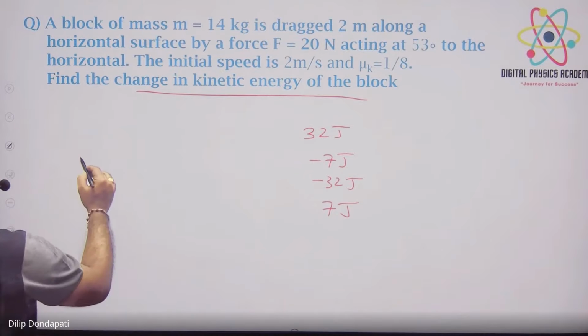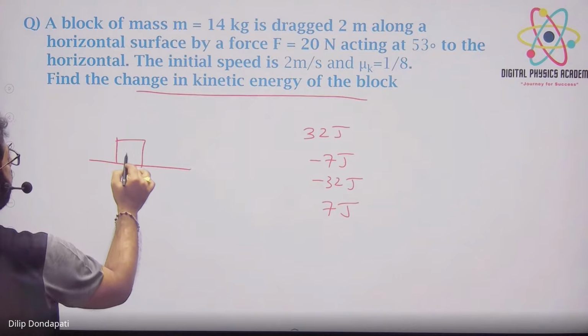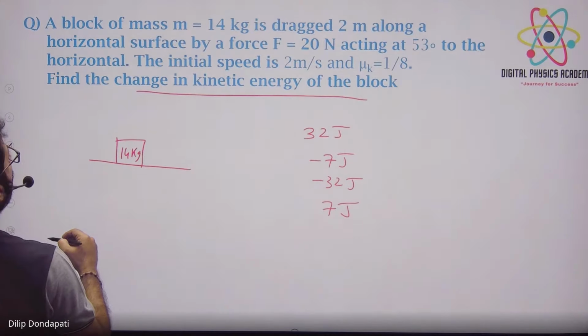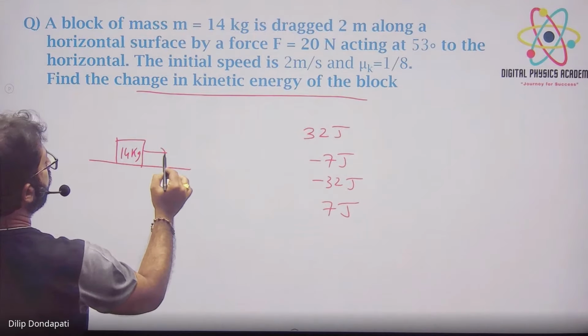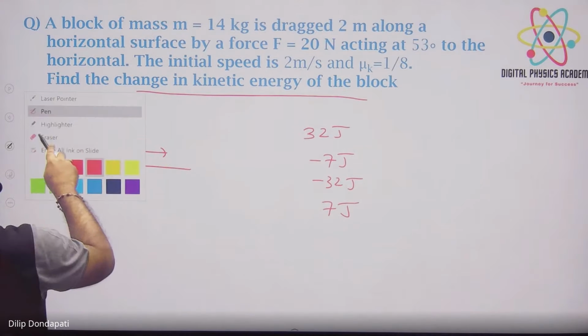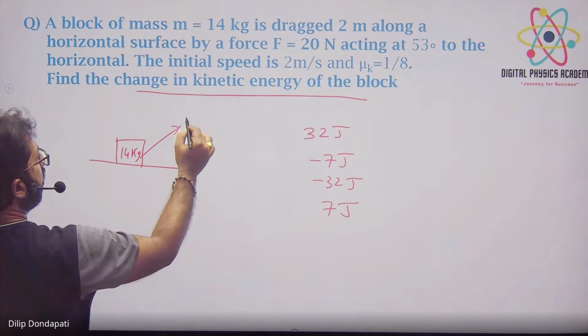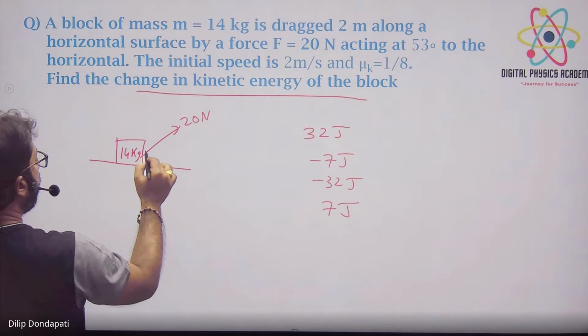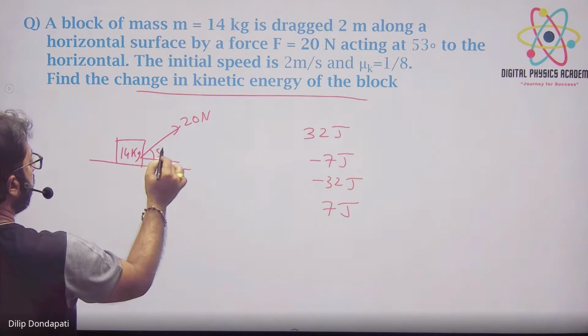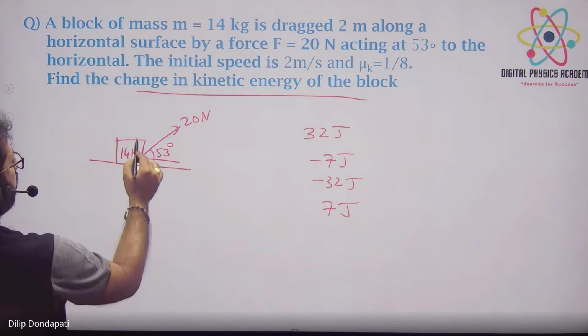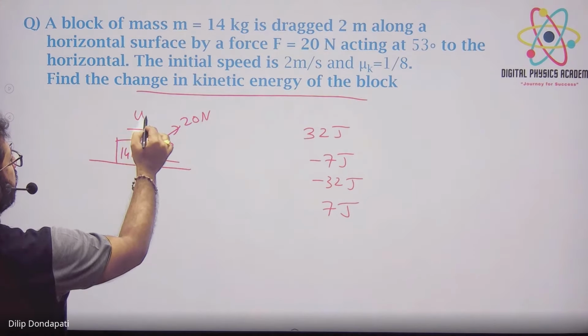So a block of mass 14 kg is dragged 2 meters along a horizontal surface with a force of, I'm applying a force at an angle, right? 20 newtons at an angle of 50 degrees. And the initial speed of the particle, the initial velocity, is 2 meters per second.